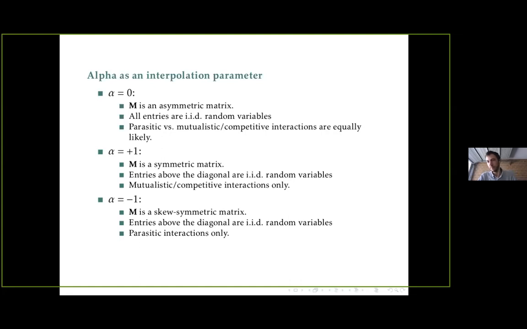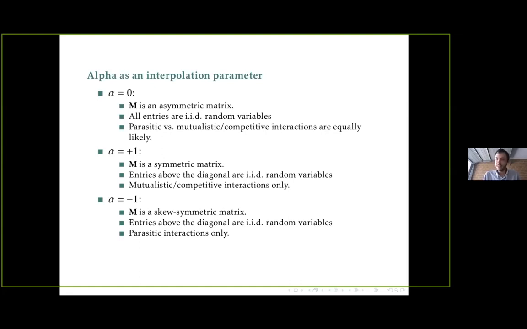When you take alpha equal to one, it corresponds to the case where the matrix M is symmetric. In this case, all the entries above the diagonal will still be IID, but obviously since it is symmetric, when you know the one above the diagonal, you know the one below the diagonal too. And you take alpha to minus one, it would be skew-symmetric or anti-symmetric. And again, the entries above the diagonal will be IID random variables.